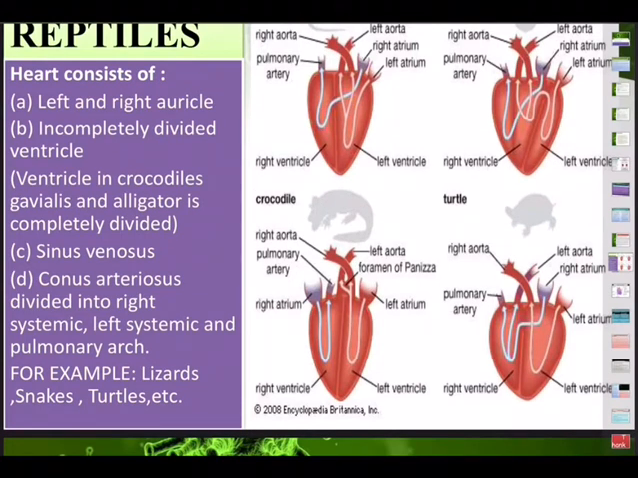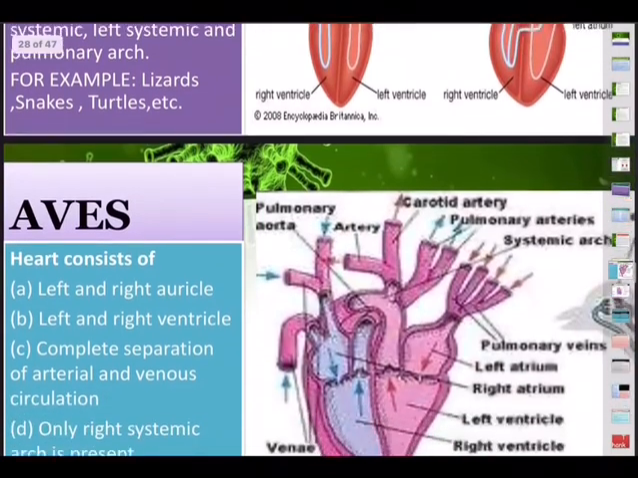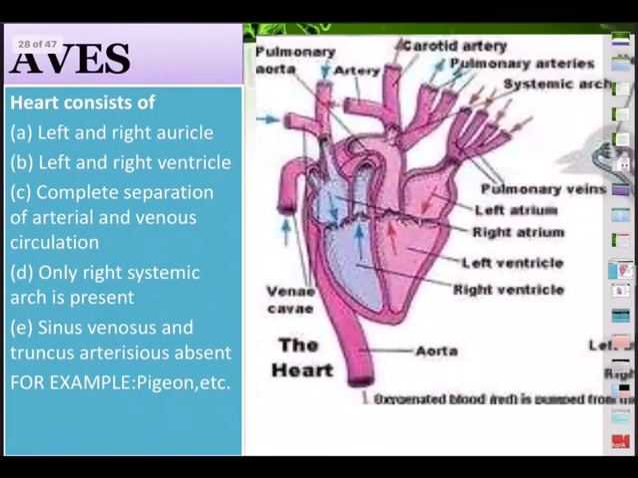So we can say in fishes the heart is made up of two rooms. In amphibians it is three rooms. In reptiles we can say 3.5 to 3/4. It is not completely 4 rooms. And in the case of aves, that is birds, you can see the structure. The heart consists of left auricle and right auricle, left and right, and left ventricle and right ventricle at the bottom. So 2 plus 2, 4 rooms. The heart has got now 4 rooms.